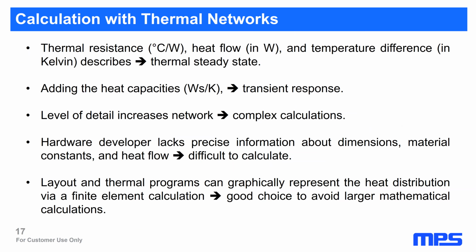Calculation with thermal networks. Thermal resistance, heat flow, and temperature difference describe the thermal steady state. This is the point of interest. If you heat a PCB for 5 minutes, for example, you are interested in the final temperature. If you are adding the heat capacities, you can calculate the transient response. It is often done for a large heatsink to see how large the heatsink has to be. For example, for 10 minutes power time.